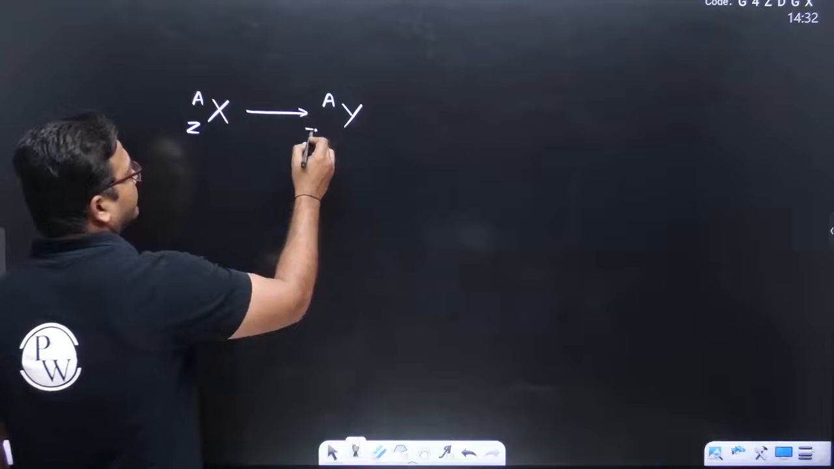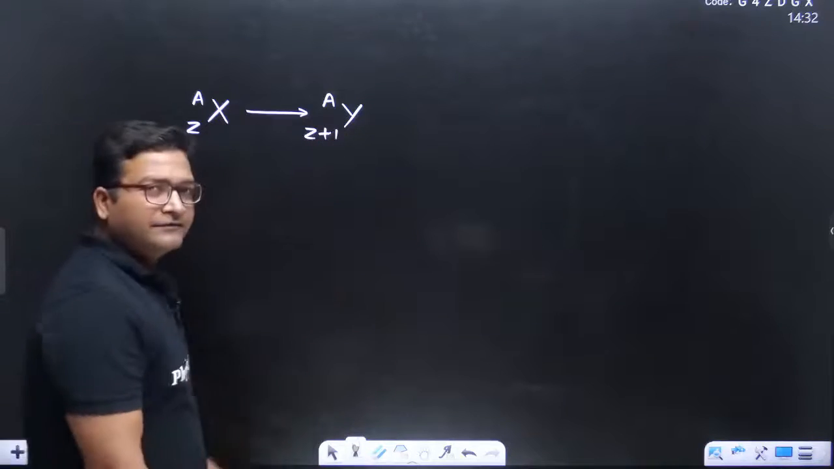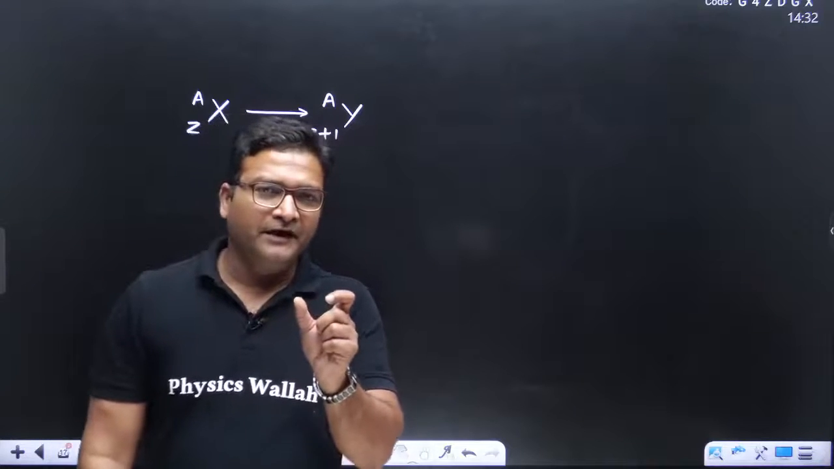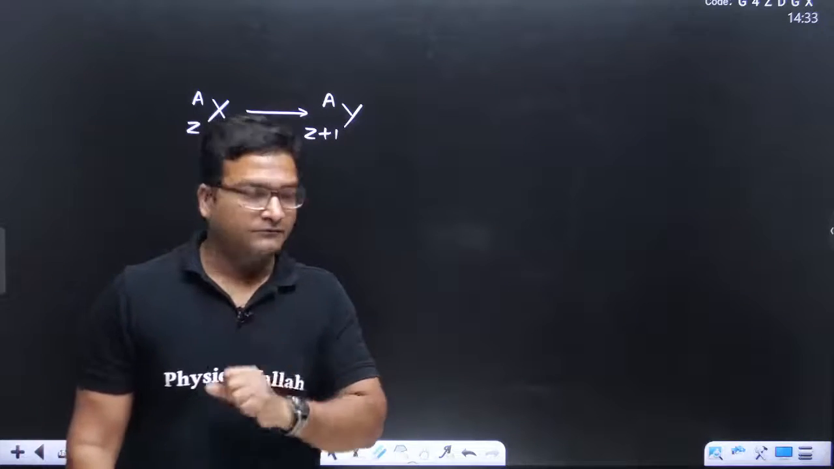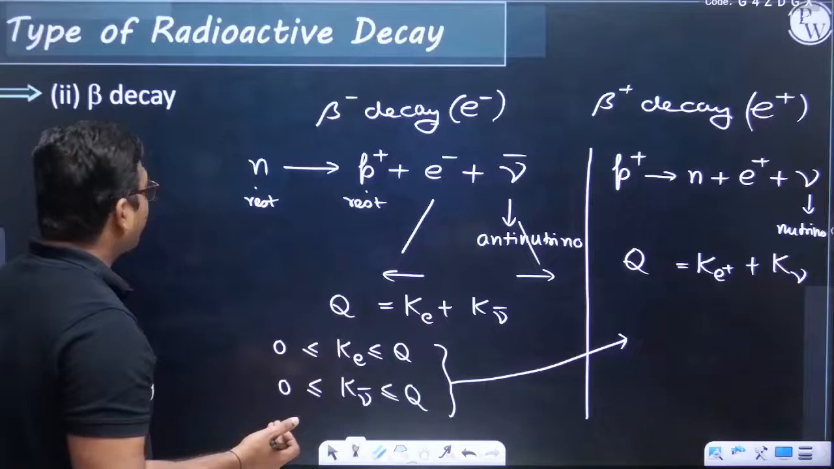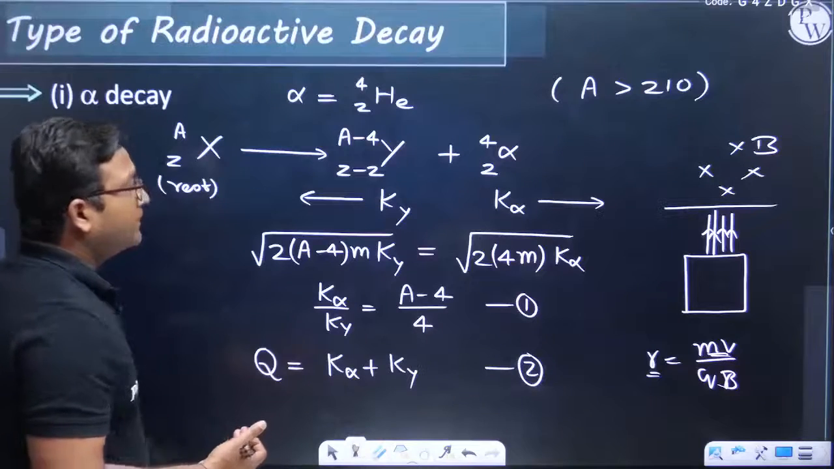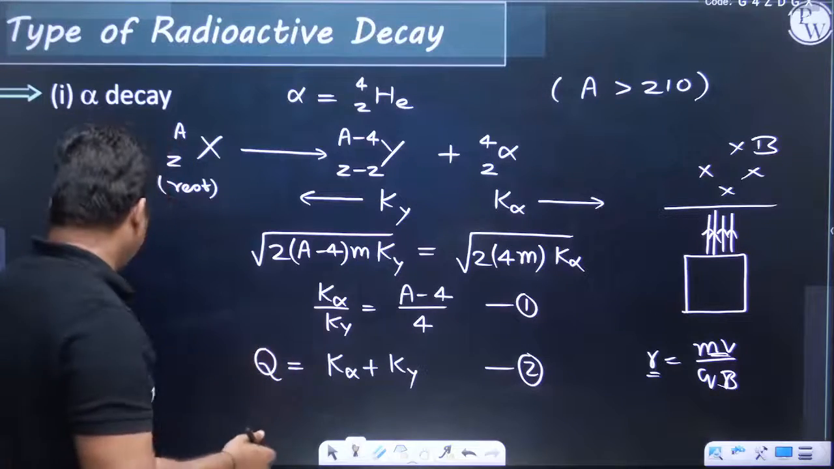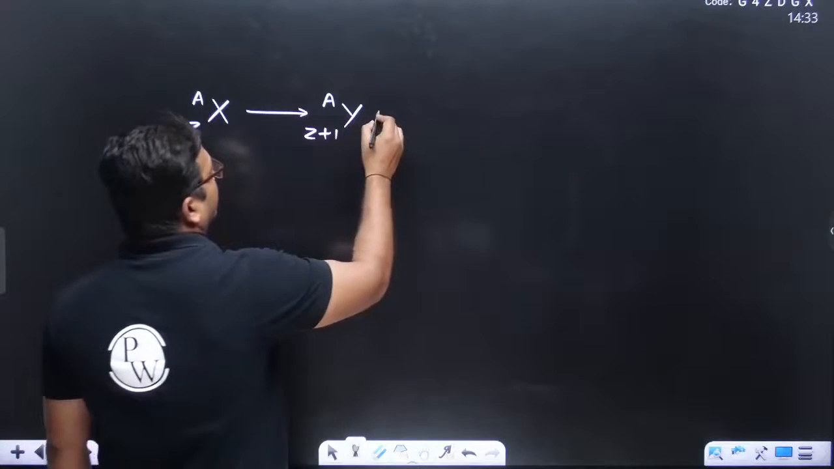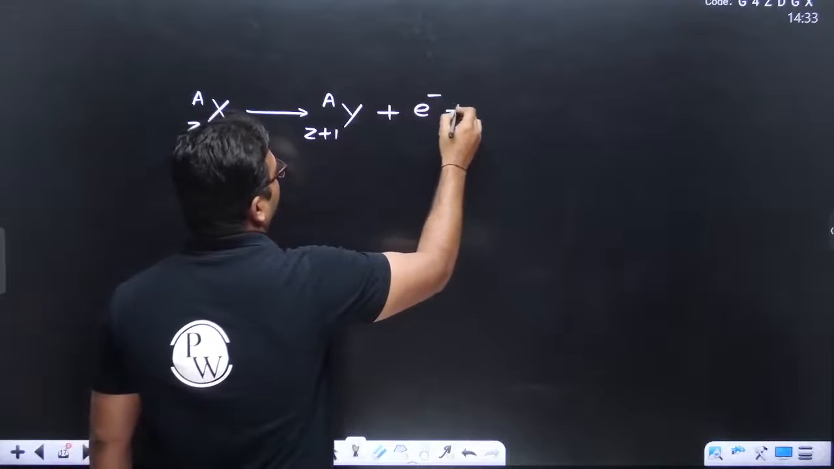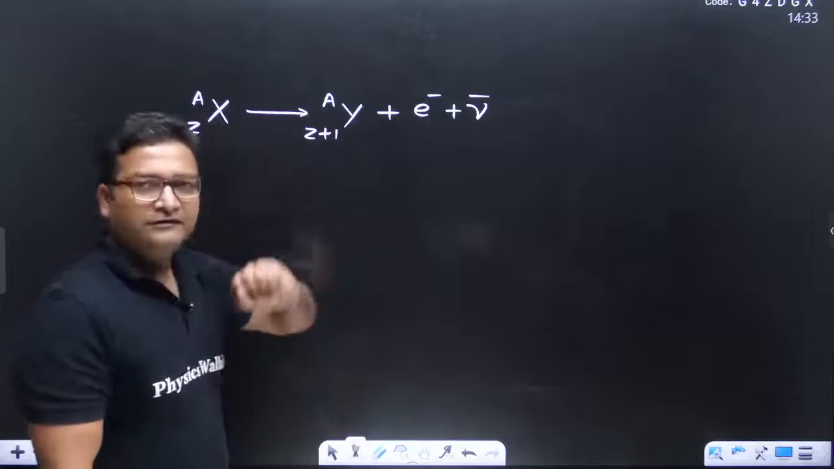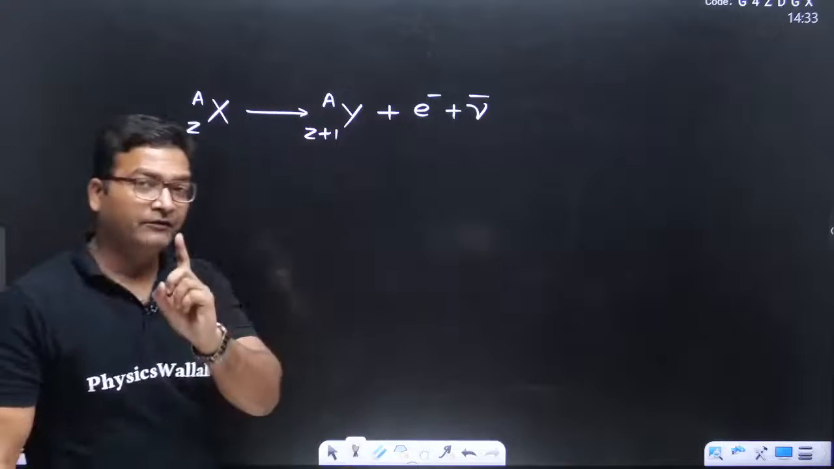So Z becomes Z plus 1. The place of this element in Mendeleev's table shifts by 1, to the right, obviously, because if 2 protons were decreasing in alpha decay, the place shifts 2 places left. But here the place shifts 1 place towards right. 1 electron is emitted and 1 antineutrino is emitted. That is the reaction. So mass number remains the same and atomic number increases by 1, remember.